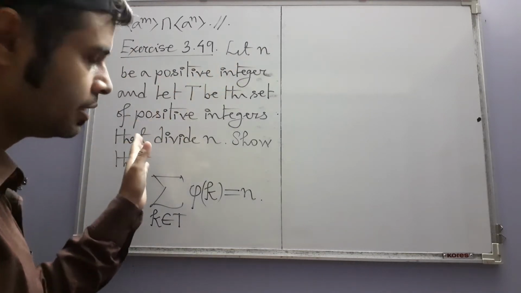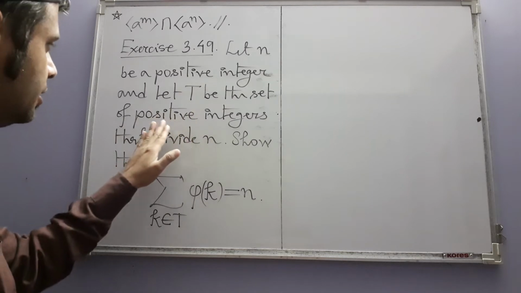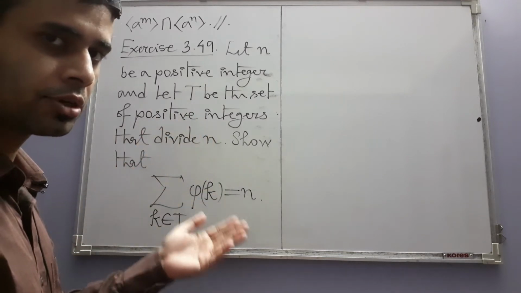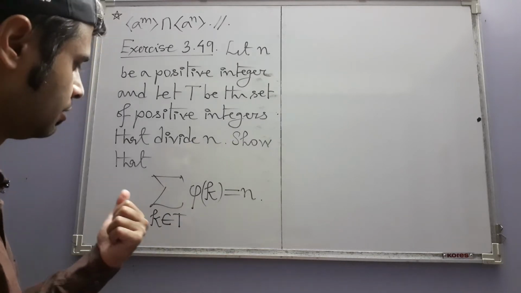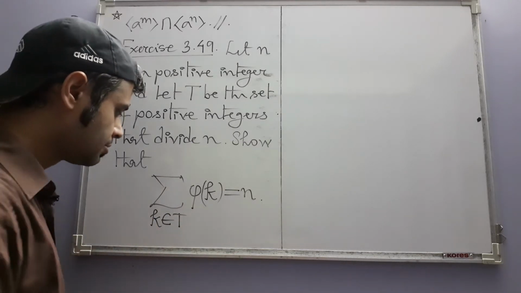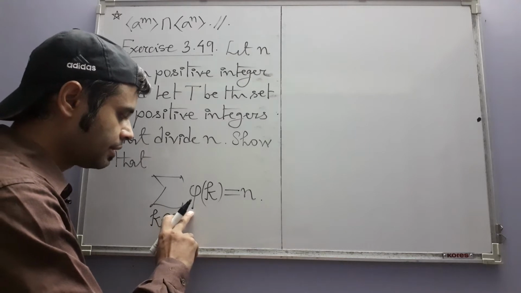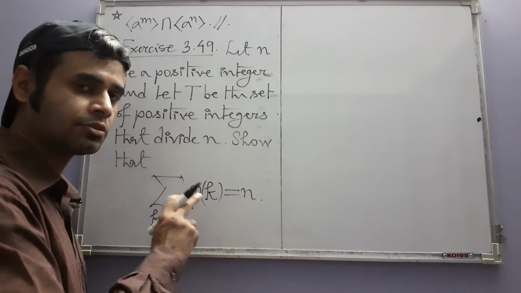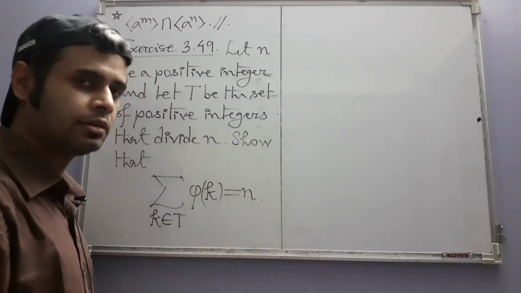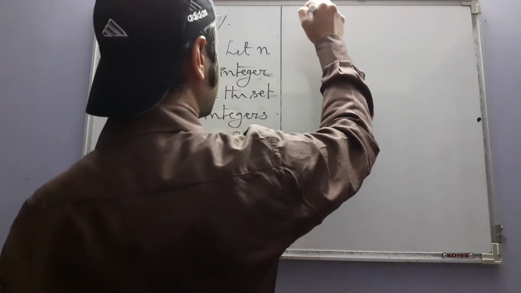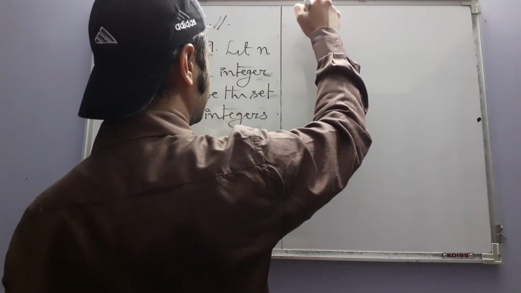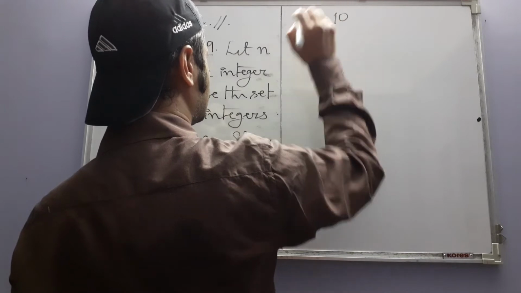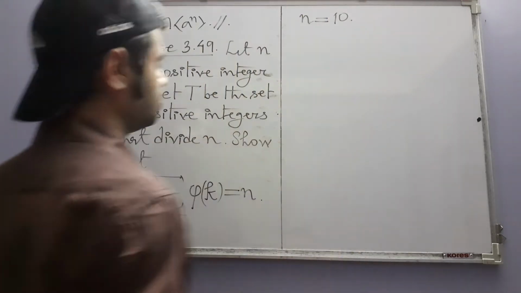N is a positive integer and T is the set of positive integers that divide n, that is, T is the set of all positive divisors of n. Then we have to show that if we take the sum of all the phi values of the positive divisors of n, then we get n itself. So let's look at that example. Let us take n equal to 10, say.